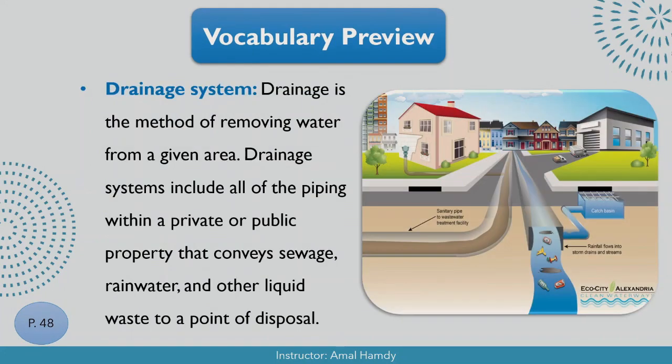So the first term that we have is drainage system. Drainage is a method of removing water from a given area. Drainage systems include all of the piping within a private or public property that conveys sewage, rainwater, and other liquid waste to a point of disposal. So, as you can see clearly in the picture, it is a system of pipes that carry the water out from the houses and the buildings and towards a point of disposal. So the drainage system is simply the sewage system.